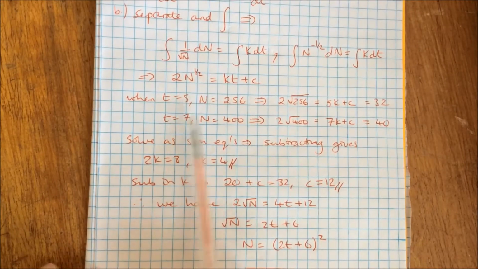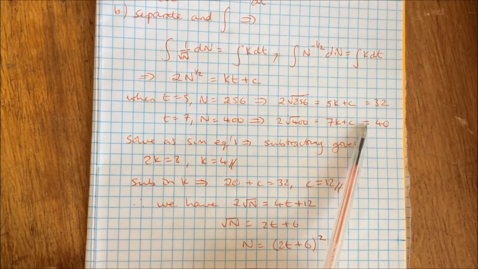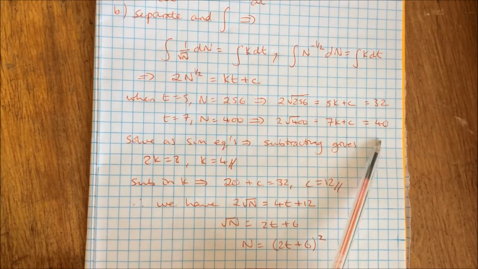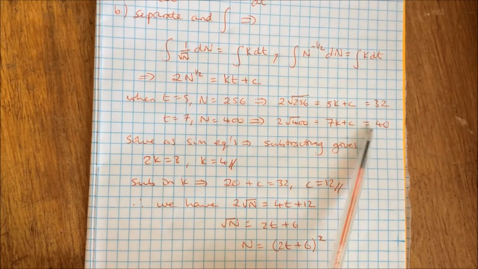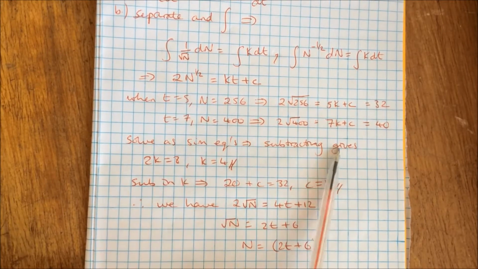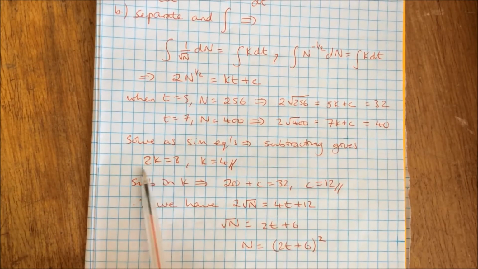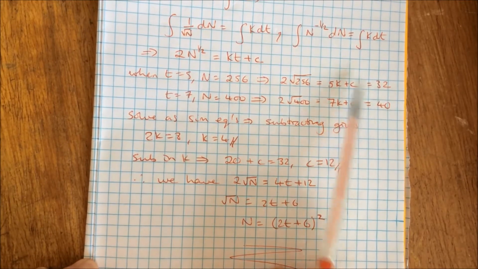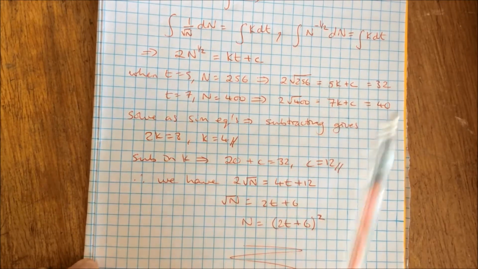They give us some values then of t and n. So we can substitute those in and set them up as simultaneous equations. That's fairly straightforward. I've come up with 5k plus c equals 32, 7k plus c equals 40. Choose your preferred method of solving the simultaneous equations. I've gone for subtraction there, which gives me 2k is 8, so k equals 4. Substitute your value of k back into one of these to get the value of the constant c.